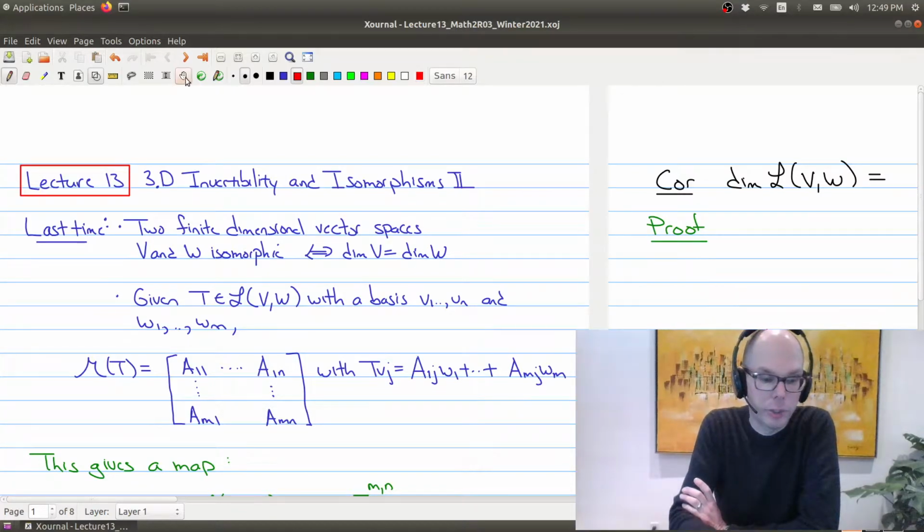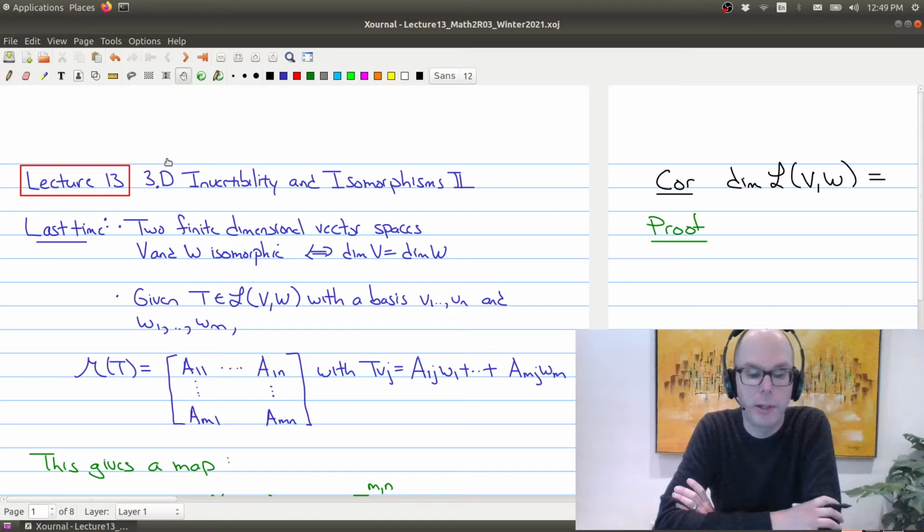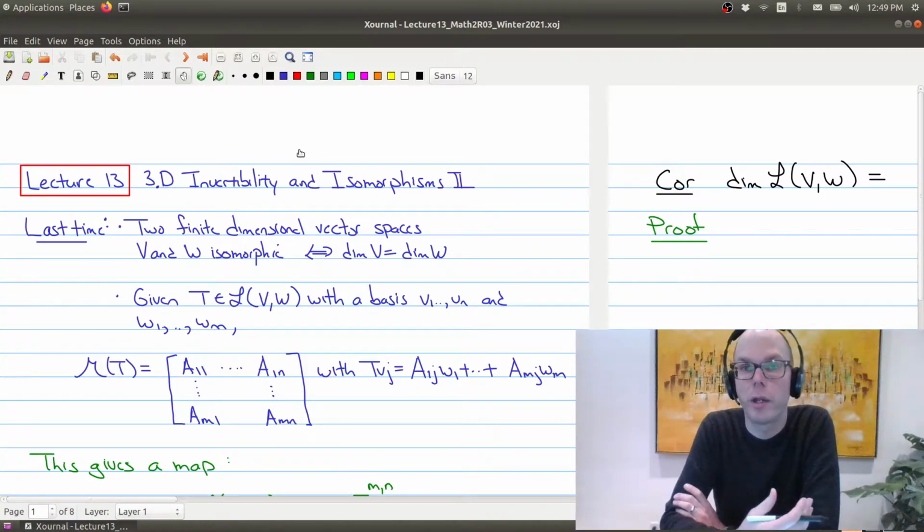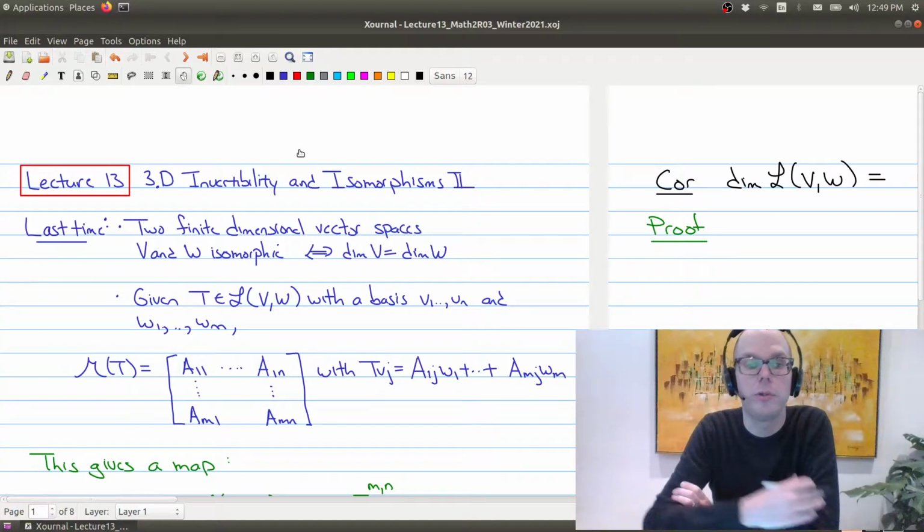In today's lecture, we're going to be looking at section 3.D in the textbook, and we're going to continue our discussion on invertibility and isomorphisms. So this is actually the last section corresponding to chapter 3. And one of the big things we're going to see in today's lecture is how we can think of linear maps as matrix multiplication. We're going to try to make this identification between the two.